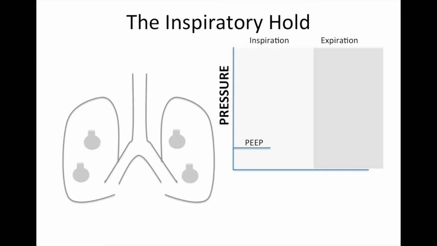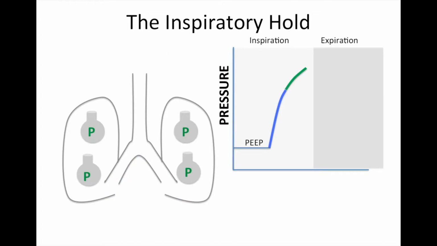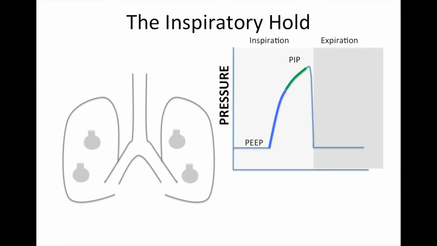At the start of inspiration, pressure must overcome the resistance of the airways, and then the vent must deliver enough pressure to inflate the alveoli. At the end of inspiration, we get a PIP, or peak inspiratory pressure, and the patient exhales and pressures return to baseline PEEP. As we can see, we can't differentiate which pressure is from the airway and how much is from the parenchyma. That's where the inspiratory hold comes in.